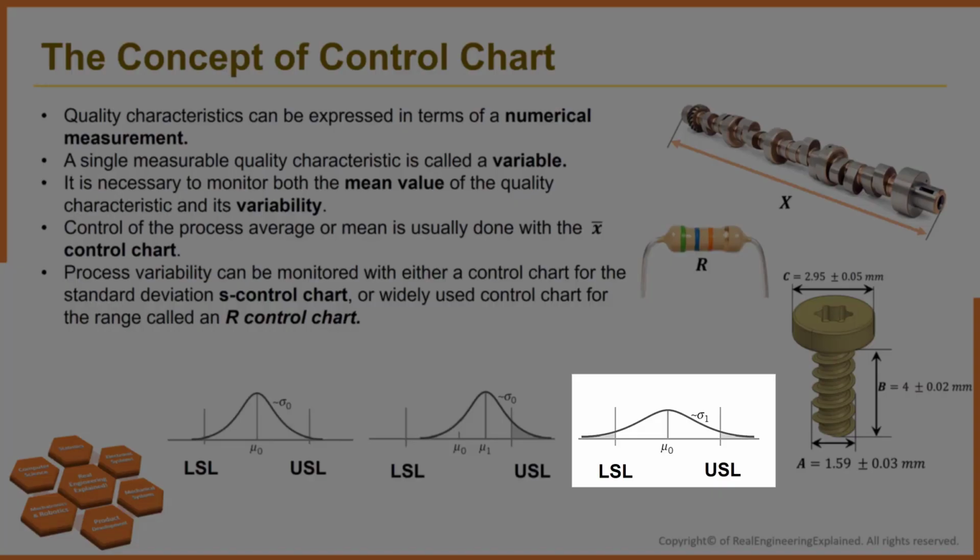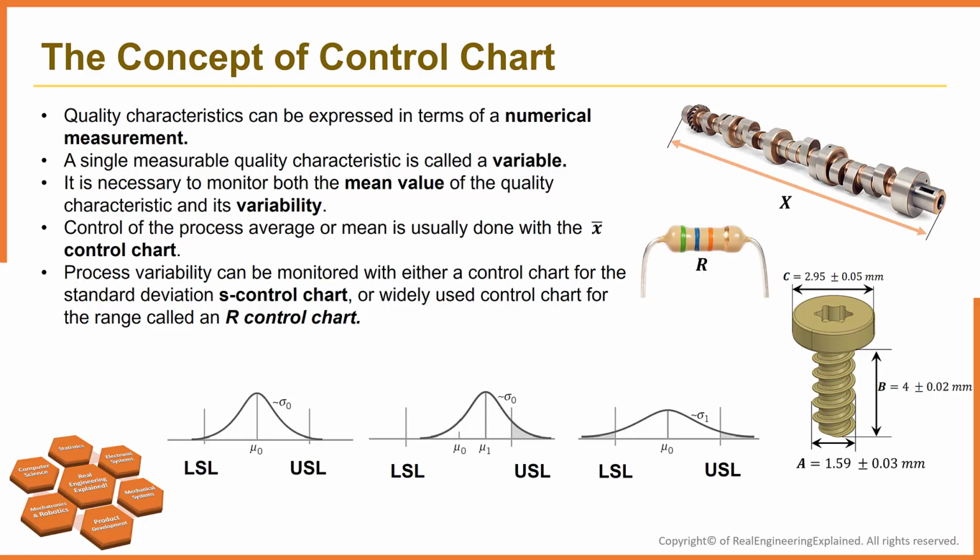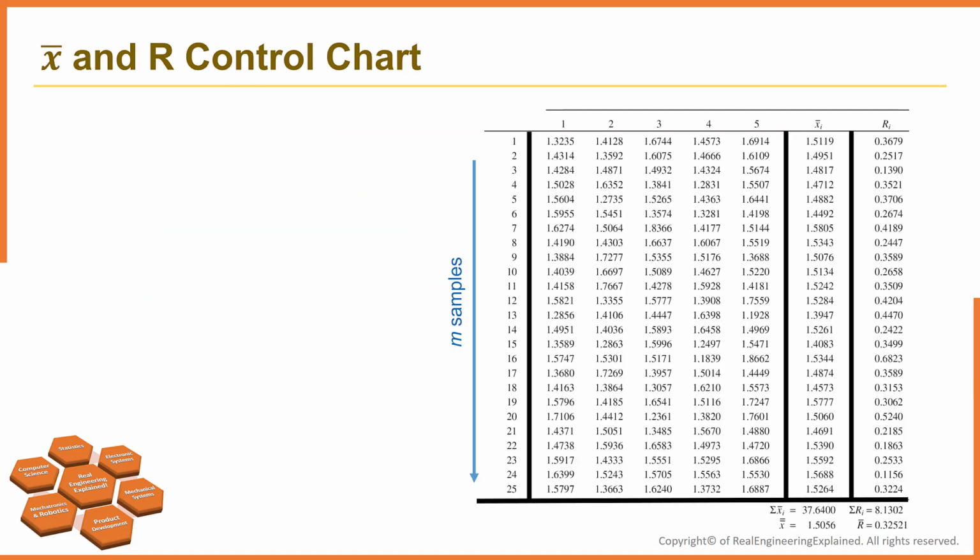And in this figure, the process standard deviation has shifted from σ0 to σ1. This results in higher process fallout, even though the process mean is still at the nominal value. So, you see how process mean shift and variability could lead to a higher failure rate. The purpose of the control chart is to control these process variables.